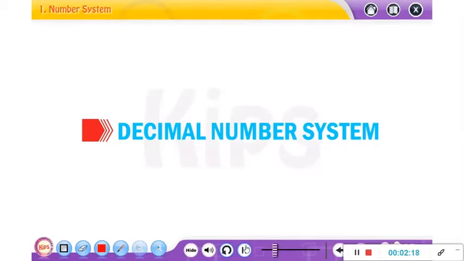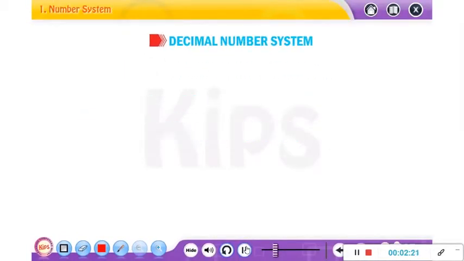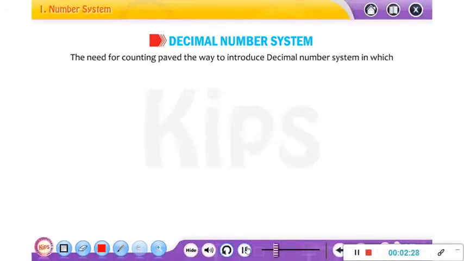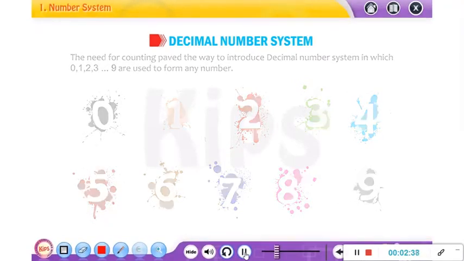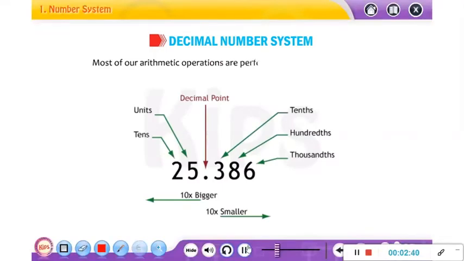Decimal number system. The need for counting paved the way to introduce decimal number system, in which 0, 1, 2, 3 until 9 are used to form any number. Most of our arithmetic operations are performed with decimal numbers. Decimal number system consists of 10 digits, that is 0 to 9, with the base 10.